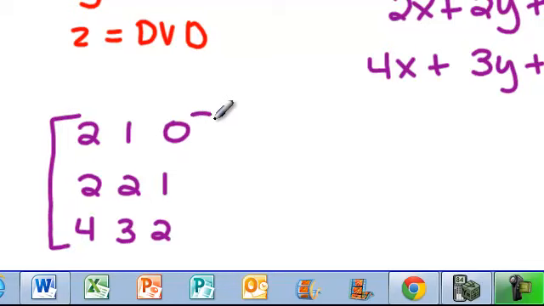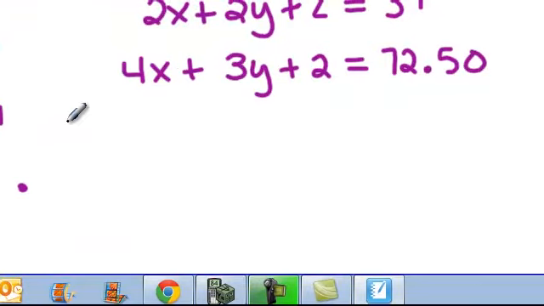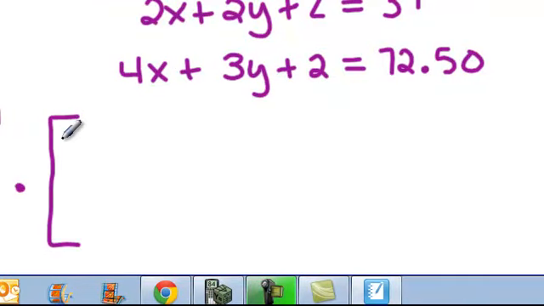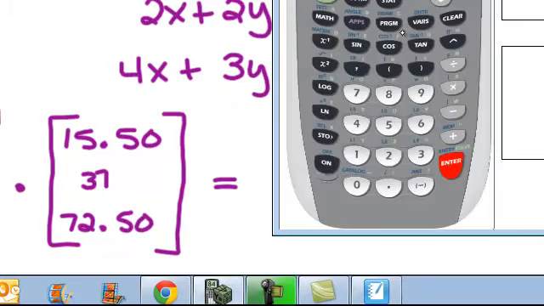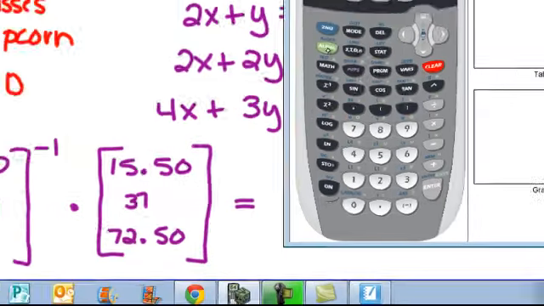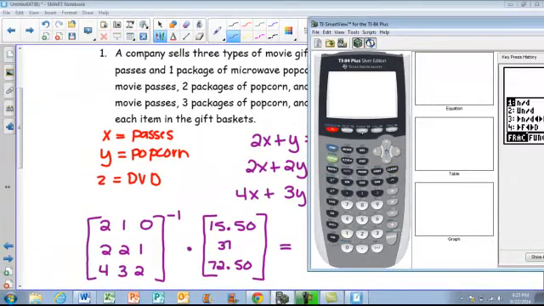So we are going to take the inverse of this matrix and multiply it by the answer. So by 1550, 37, and 7250 to find the cost of each. So I'm going to go ahead and pull up my calculator and put this in here. Again, I'm going to clear this out. I'm going to go through the matrix screen again, so I'm going to go with the alpha y equals screen.